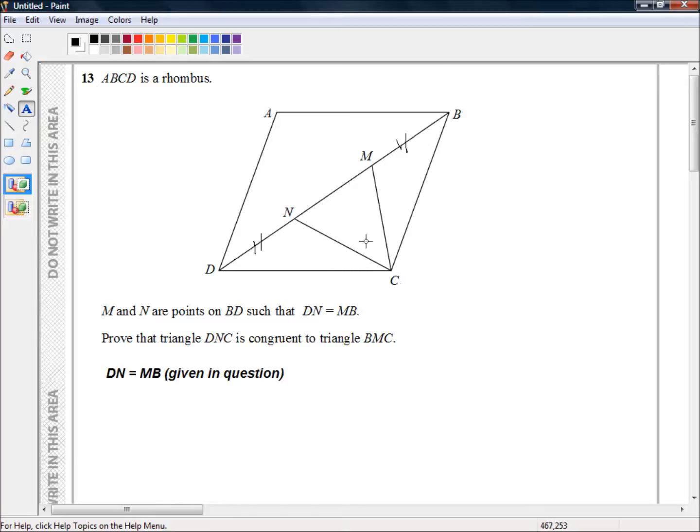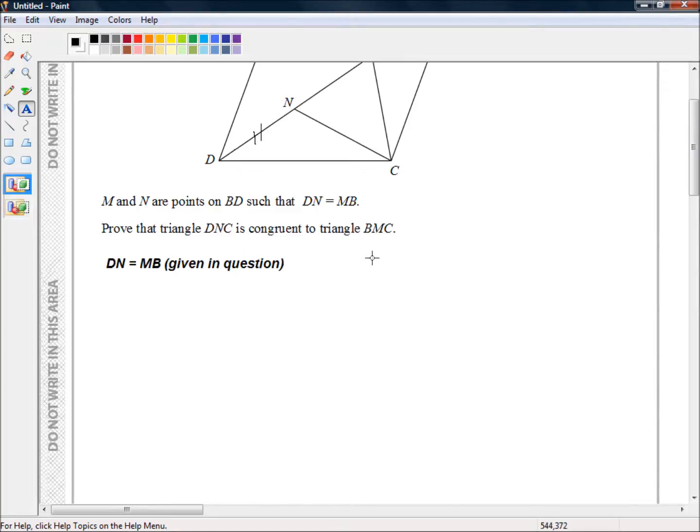Okay, so what else do we know? Well, we know line BC is equal to CD. That again we know is obvious because this is a rhombus and all four lengths are the same. So we can say that this length is the same as this length. So that's two pieces of information, and we need a minimum of 3 pieces of information to prove congruency, so we're really doing well already.